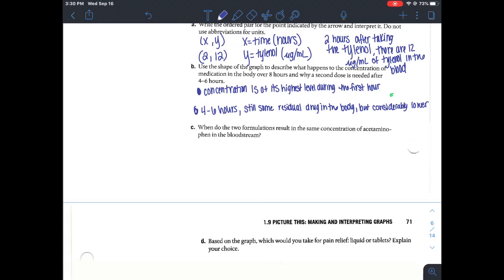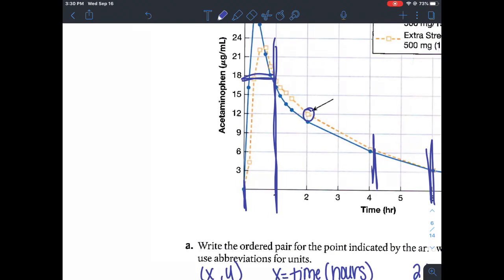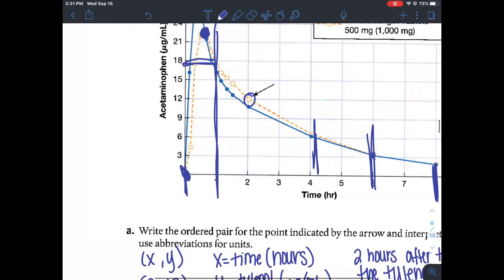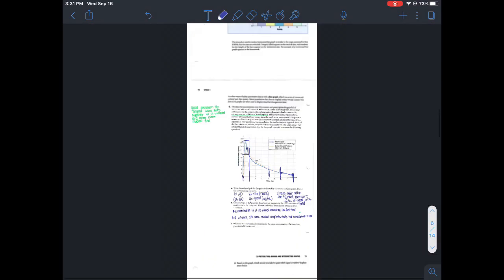When do the two formulations result in the same concentration of acetaminophen in the bloodstream? Okay, so basically, when do these graphs overlap? So we overlap, obviously, at hour 0 when we first started. We also are overlapping right here at, like 45 minutes. And then we overlap from here all the way to here. So hour 0, 45 minutes, and then 6 to 8 hours. The drug is about the same in the body.